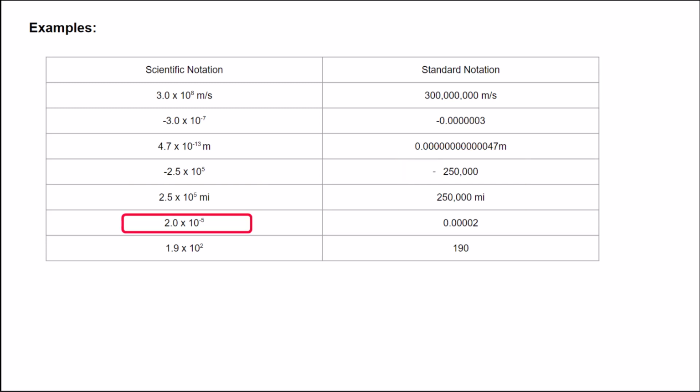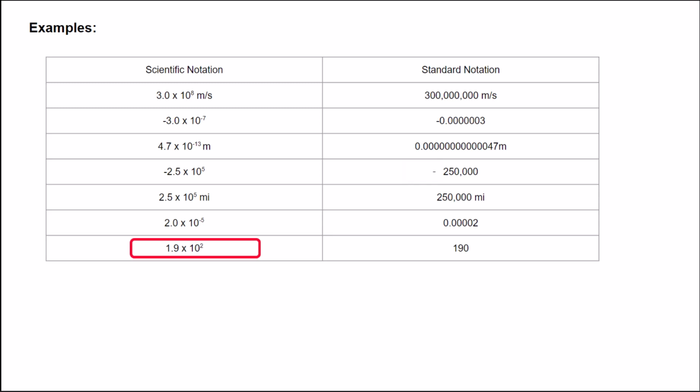We have 2 times 10 to the negative 5. It's a positive number, but the exponent is negative 5, so it's really small. So we count over by 5 decimal places, filling in zeros for what we don't have, which gives us the number you see on the right here, 0.00002.